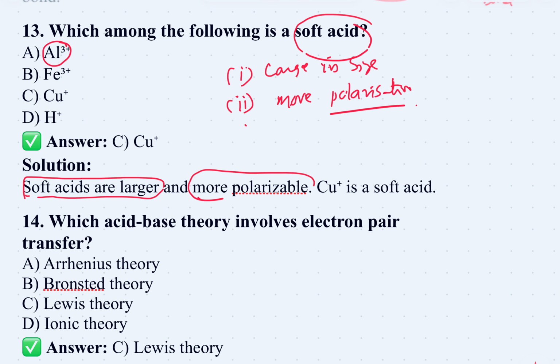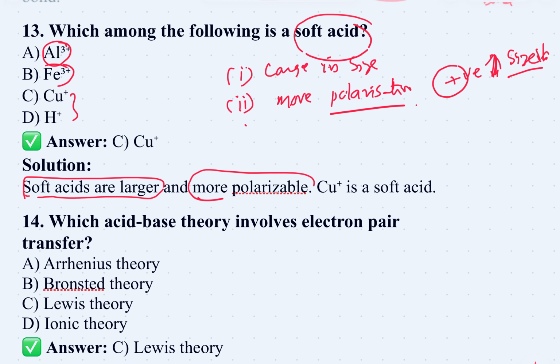See, Al plus 3. When positive charge increases, size decreases. Don't forget this. Positive charge increases, size decreases. Clear? The Al plus 3 has small size. Then Fe plus 3. Then in these two, H plus ion.